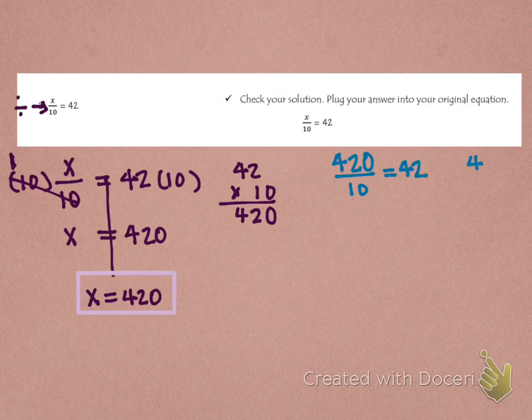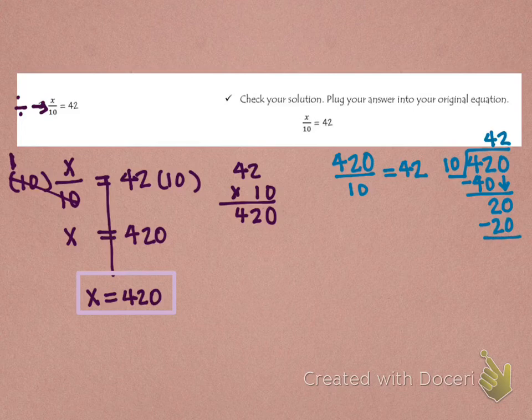So if I go off to the side and I check to see if that works, 10 goes into 42 4 times. 4 times 10 is 40. 42 minus 40 is 2. And I bring my 0 down. 10 goes into 20 2 times. 2 times 10 is 20. 20 minus 20 is 0. So yes, 42 does equal 42. This is true.